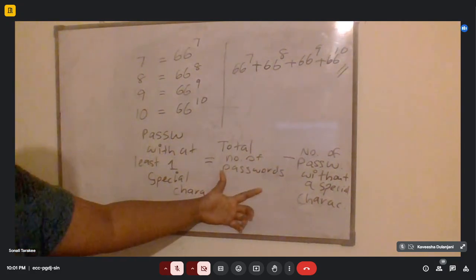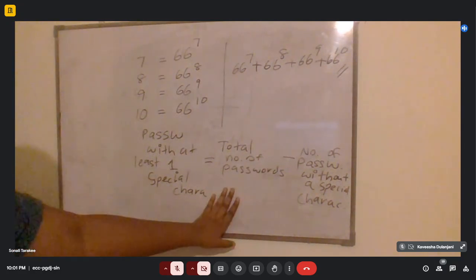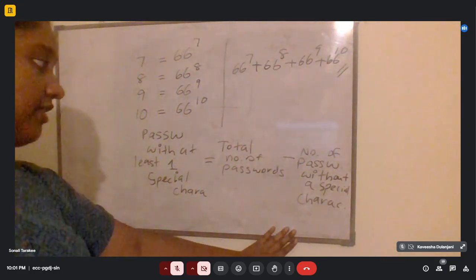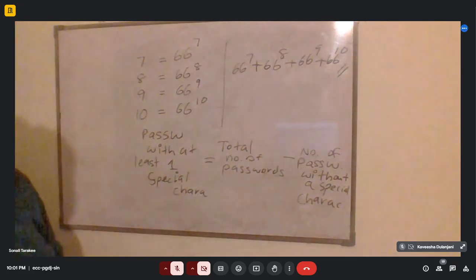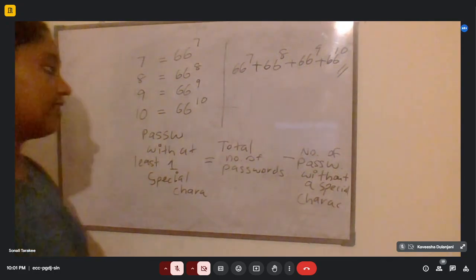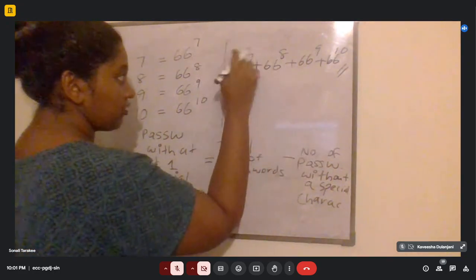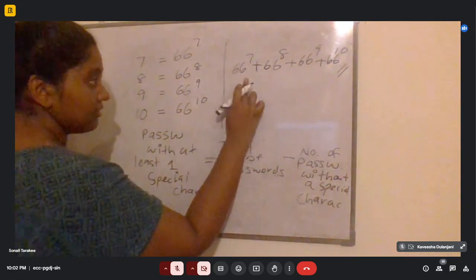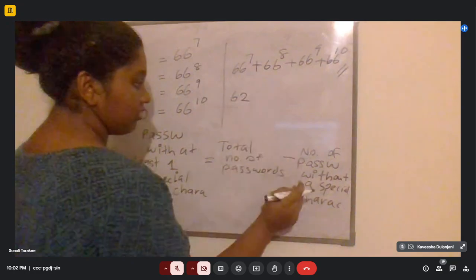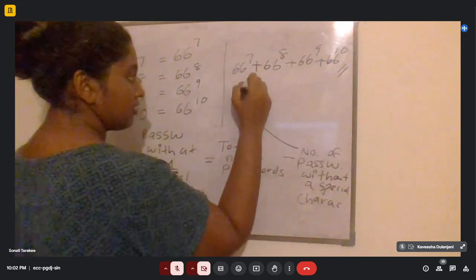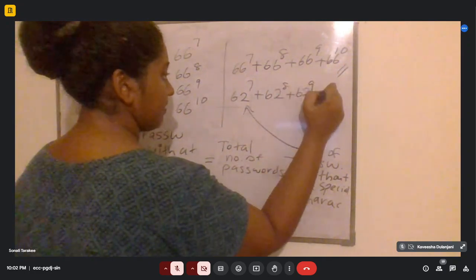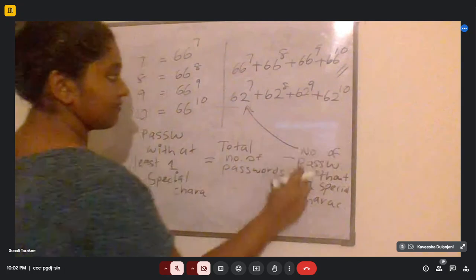Now we have already found total number of passwords. From this total number of passwords, if you deduct the number of passwords without any special character, then you get the passwords with at least one special character. So number of passwords without any special character, that means choices. Now earlier the choices were 66. If you reduce the number of special characters, we have 62. So according to this one, you get 62 to the power 7, 62 to the power 8, 62 to the power 9, 62 to the power 10 for this one.